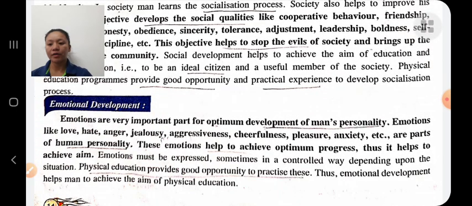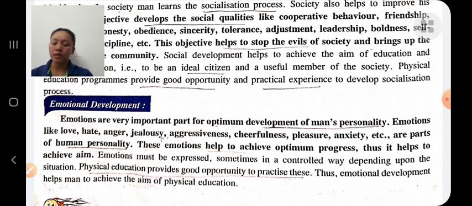Next is emotional development. Emotional development is a very important part of the optimum development of a man's personality. Emotions like hate, anger, jealousy, aggressiveness, cheerfulness, pleasure, anxiety, etc. are part of human beings. If he participates in physical activity, it provides an opportunity to have practical experience of these emotions, which helps to achieve optimum progress.